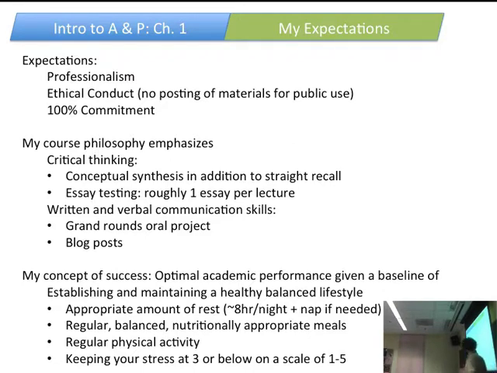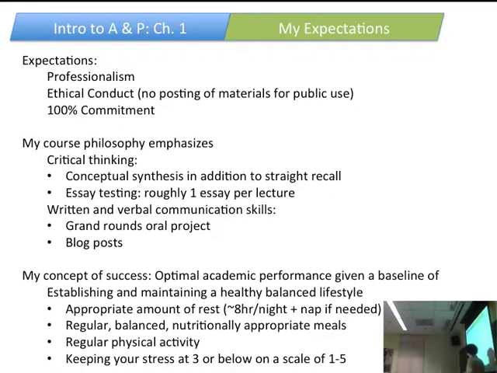Regular, balanced, nutritionally appropriate meals, particularly for those of you who are athletes, you may need to eat more than 3 meals a day, okay? And be conscious of what you're eating. Eat a reasonable amount of protein, eat the right kinds of fats, limit refined sugars, eat plenty of vegetables. I mean, it's pretty simple stuff, right?